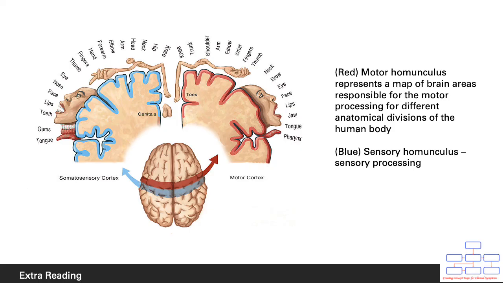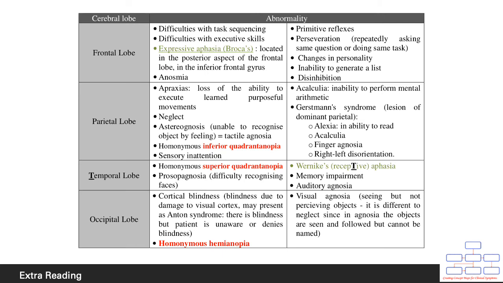So then for some extra reading, you can go and read about the motor homunculus or the sensory homunculus. Basically this picture shows you the motor cortex and the sensory cortex in the brain. This is a map of brain areas in your motor cortex that is responsible for motor processing of different anatomical divisions of the human body. So this will be useful if you want to localize the lesion within the motor cortex by correlating it to which parts of the body are more affected than the others. A little bit of extra reading as well.